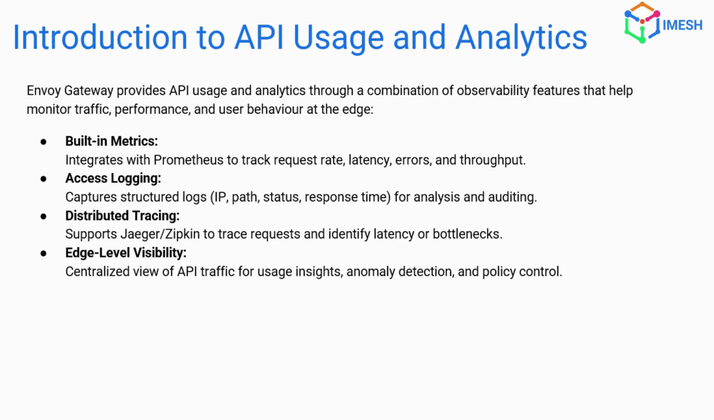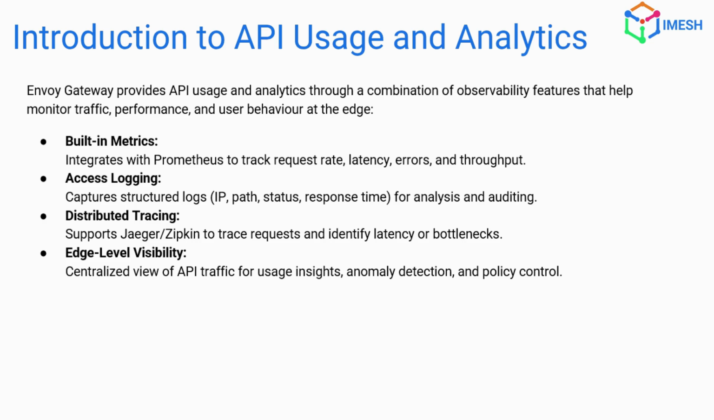Envoy Gateway provides API usage and analytics through a combination of observability features that help monitor traffic, performance, and user behavior at the edge. First is the built-in metrics. It integrates with monitoring systems like Prometheus to expose detailed metrics such as request rates, latency, error rates, and throughput. These metrics help track API performance and capacity.